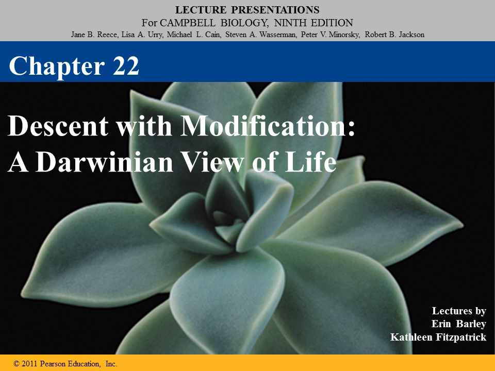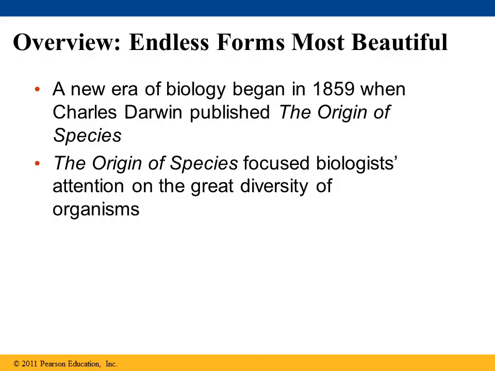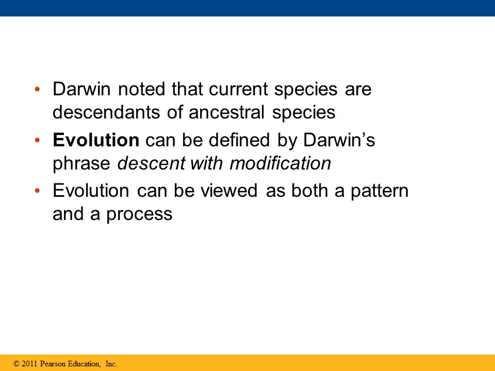Let's begin the unit of evolution with chapter 22, which talks about Darwin. On November 24th, 1859, Darwin published The Origin of Species. He had it years before, but did not publish it out of fear of the church.